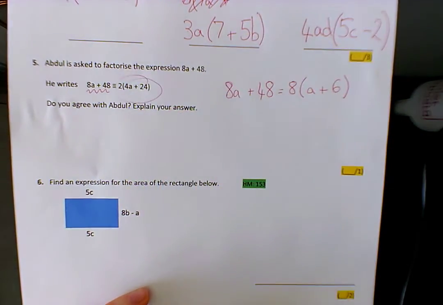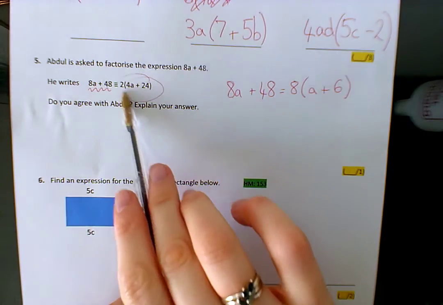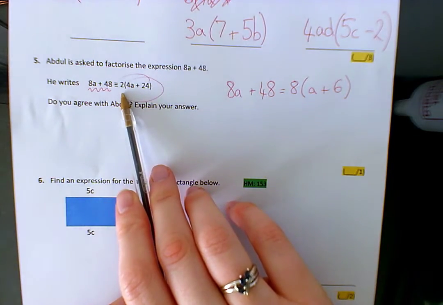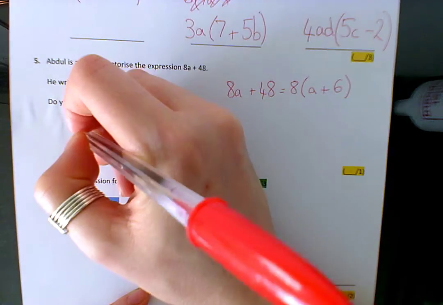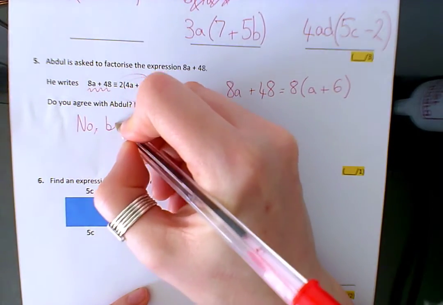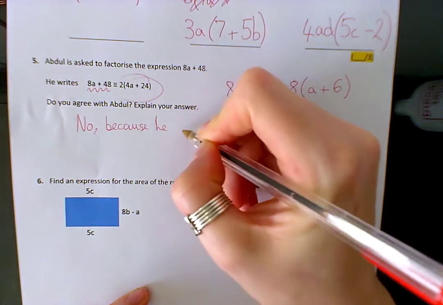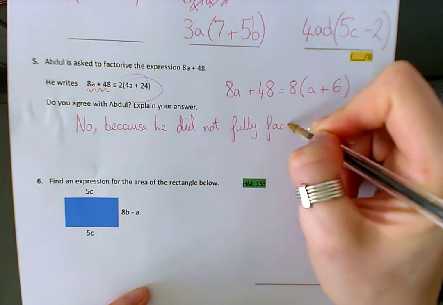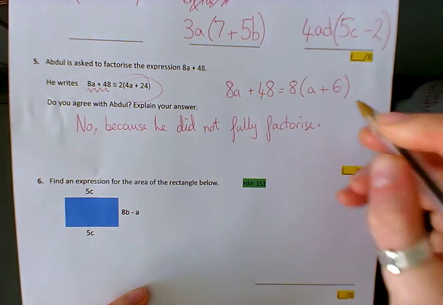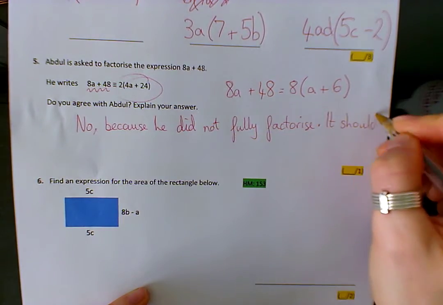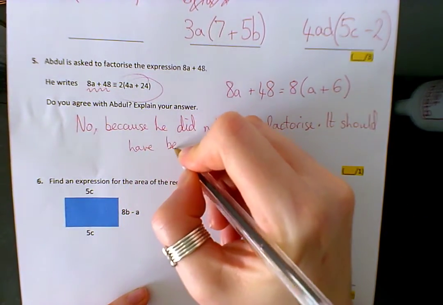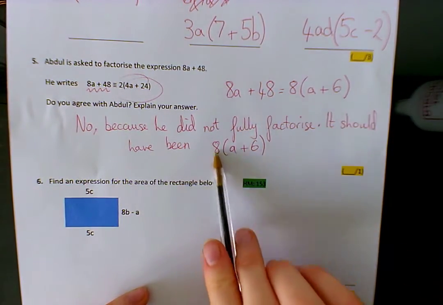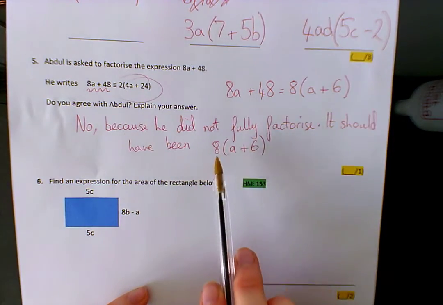That is not the same as this. What Abdul's done here is he pulled out a factor, but not the highest common factor. Okay, so he did not fully factorise. So no, because he did not fully factorise. Okay, the answer should have been 8, open brackets, a plus 6. That is fully factorised. Here he's pulled out a factor, but not the highest common factor.